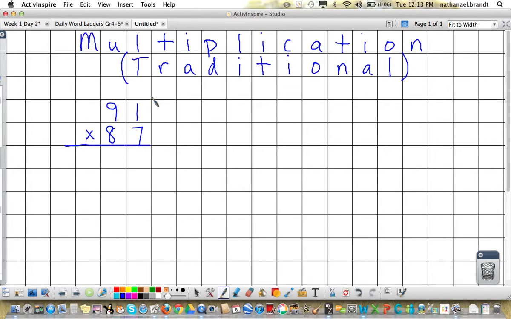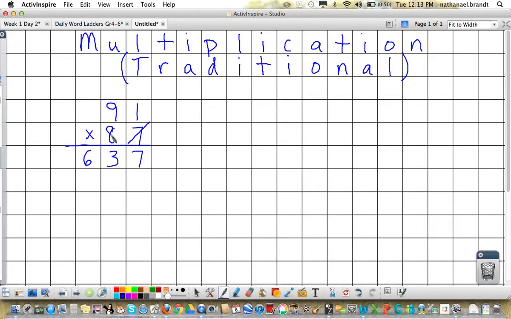With the traditional, we always start on the top and work down and start from the right and work left. So we start with the ones place at the top times the ones place on the bottom. 1 times 7 is 7. And then we go to the tens place times the ones place. 9 times 7 is 63. Now we're done with the ones place on the bottom.